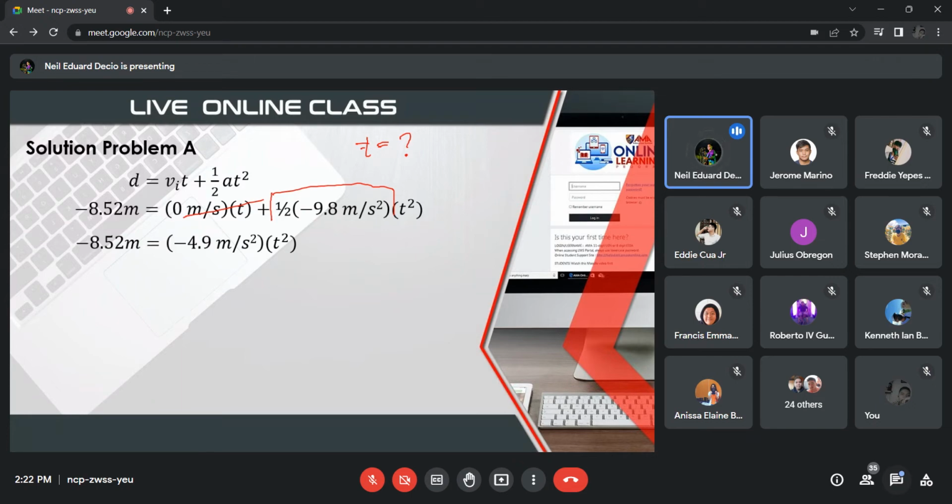Okay, anyway, let's go back to our solution. So how do you think can we simplify this? We have now arrived at this part of the solution: negative 8.52 meters is equal to negative 4.9 meters per second squared times time squared. How can we get the value of time?